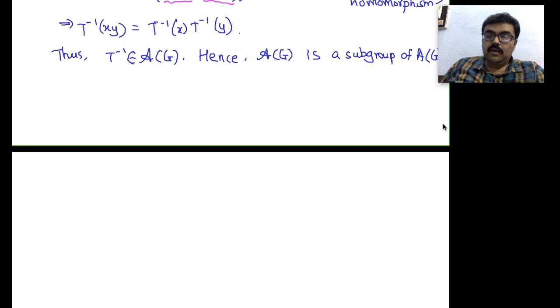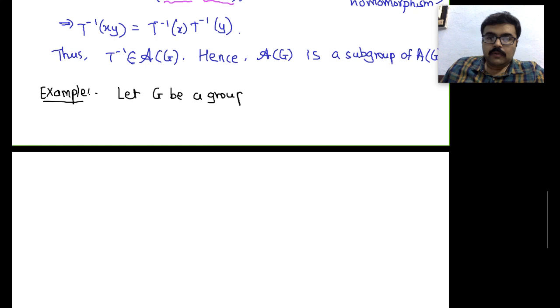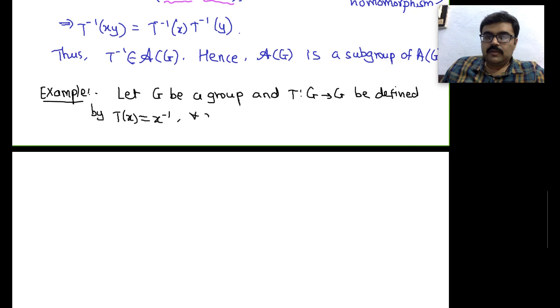Now the question is, do we always get a non-trivial automorphism? So we consider two examples and we give the answer to this. So this is the first example. Let G be a group, and T from G to G be defined by T of x equals x inverse for all x in G. So we have defined this.